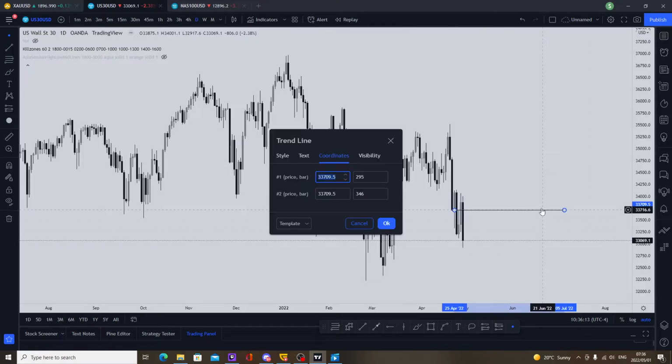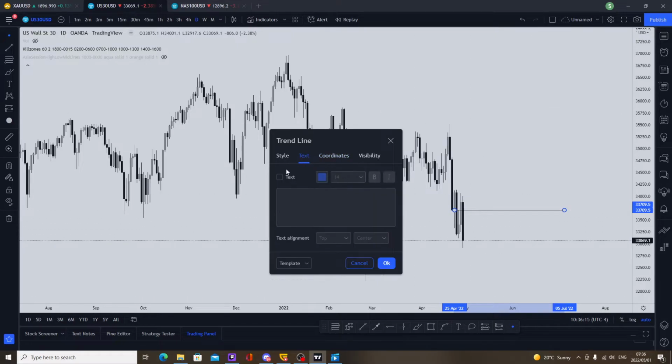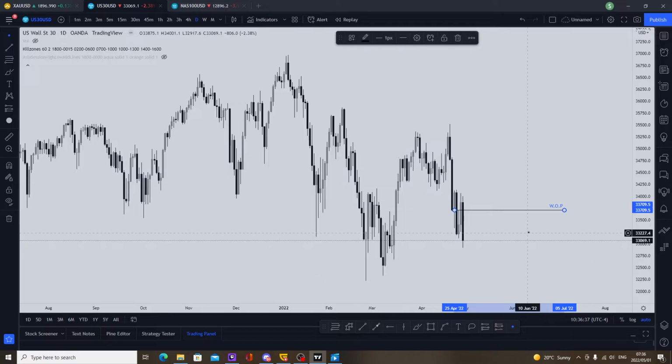You can either click like this, then you go here and type a name, let's say weekly open, weekly open price. So this is our weekly open price. We can choose if you want it on the right side, top, middle, whatever, or on top or down, depending on what you want. I can make it on top.